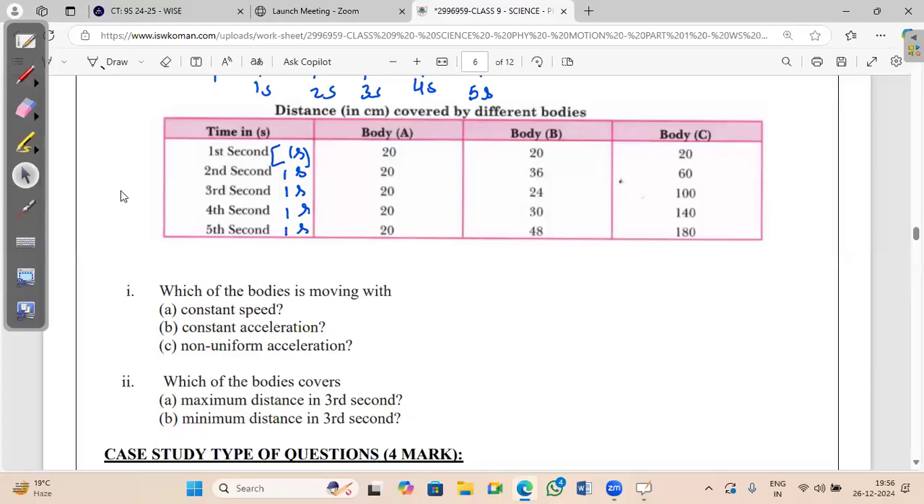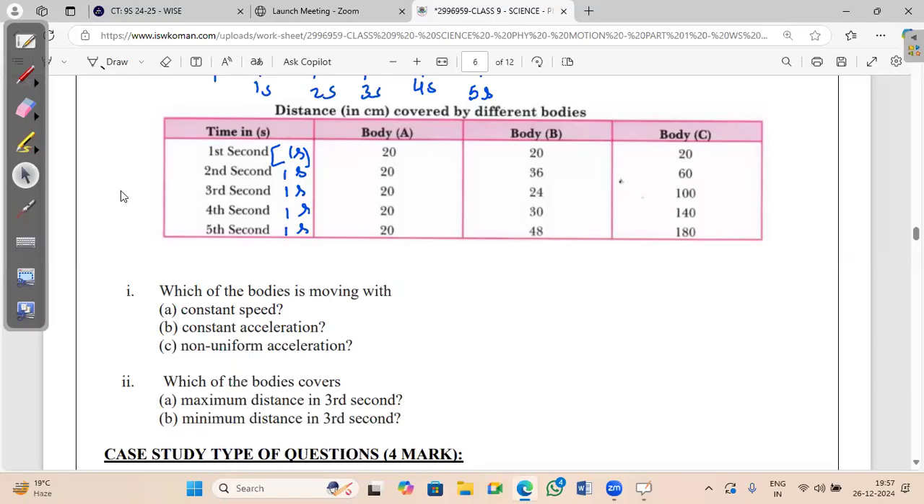It's not A, it's not B also. For B, first the speed is increasing. And for C, we see that always the distance traveled per second is increasing. So it is C, it has a uniform acceleration. A non-uniform acceleration is B, because it's different for each interval. The body B is traveling unequal distances in equal intervals of time.